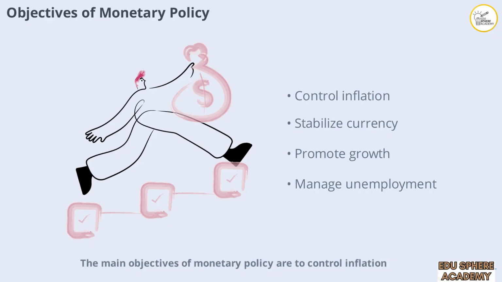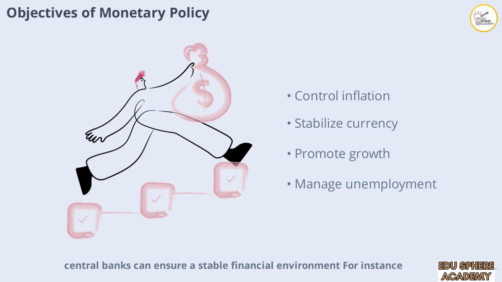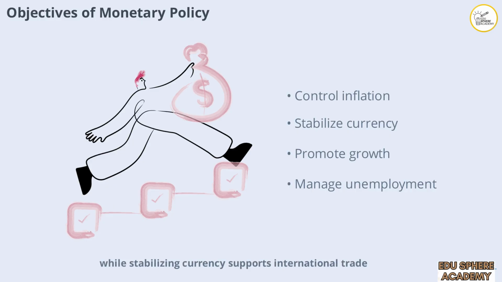The main objectives of monetary policy are to control inflation, stabilize the currency, promote economic growth, and manage unemployment. By targeting these goals, central banks can ensure a stable financial environment. For instance, controlling inflation helps maintain purchasing power, while stabilizing currency supports international trade. Each objective is vital for the overall health of the economy.